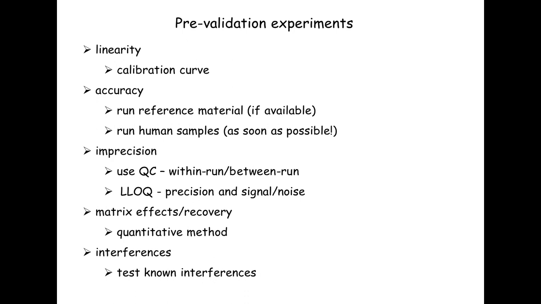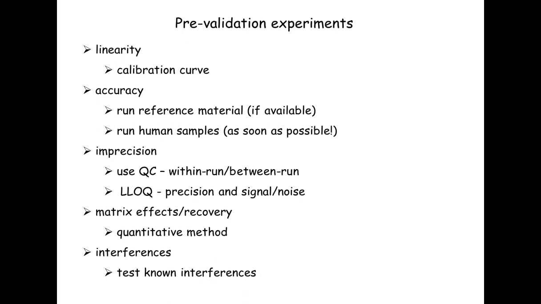Your method can look great when you're just spiking your analyte into matrix, or if you're using just standards, but then you run human samples and you see all kinds of different peaks or interferences. So I would run them as soon as possible, because then you can go back to the drawing board and potentially change your chromatography to make your method better. I would test the imprecision of your method. You can use quality control materials to test within run and between run imprecision.